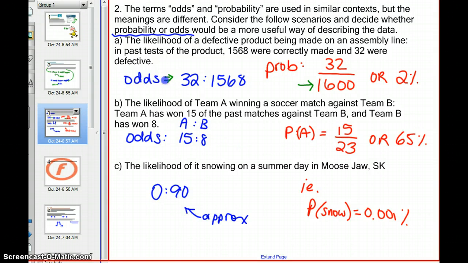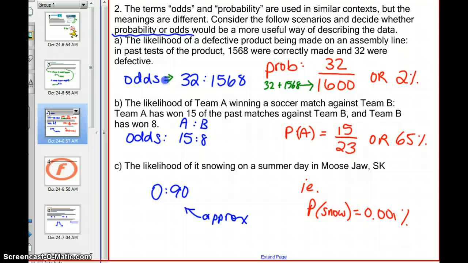Now where does the 1,600 come from? It comes from adding up our two numbers in the odds. So 32 plus 1,568 will give us our total. So our probability is about 2%. So which of these would you use to discuss defective products? You'd probably use percentage to talk about that, so probability would probably be the way to go.